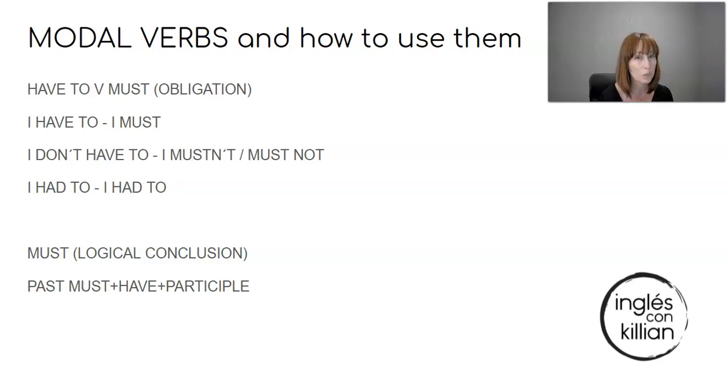Let's move on then to must as a logical conclusion. So this is a different way of using must. It's when we come to a conclusion about something because of the evidence or because of what we know or what we think we know. For example, he has no shoes. He must be very poor. Or she works on the penthouse, the top floor of the office block in the center of New York. She must be very successful.